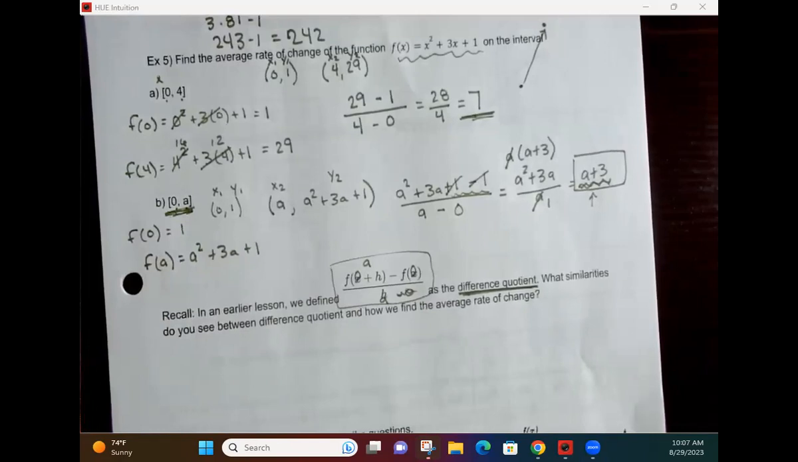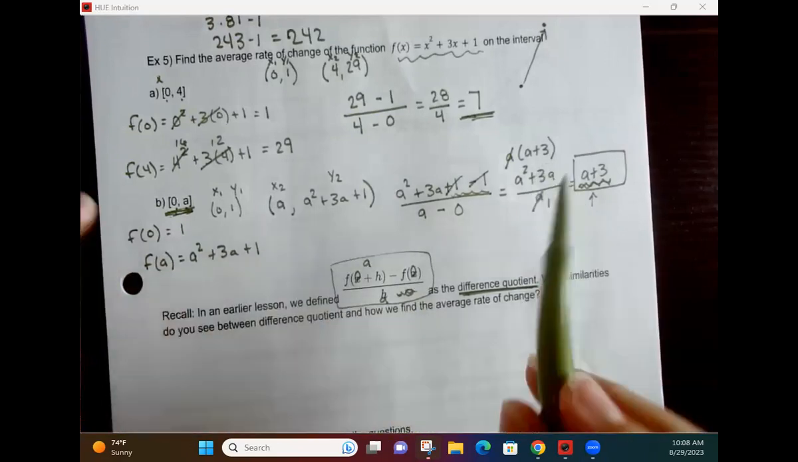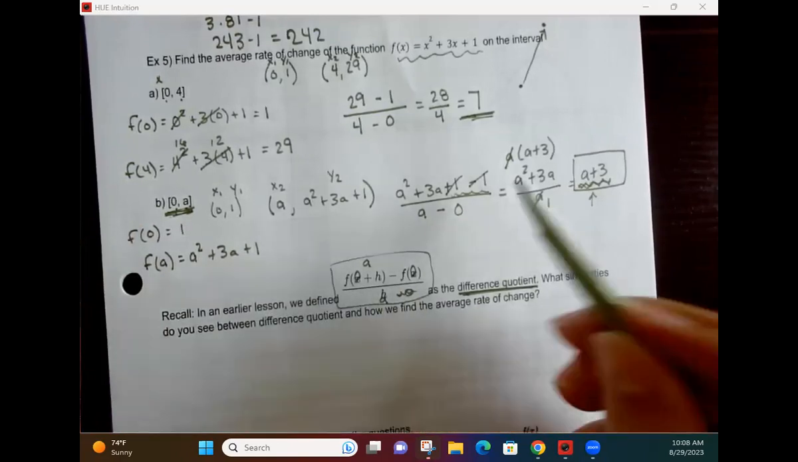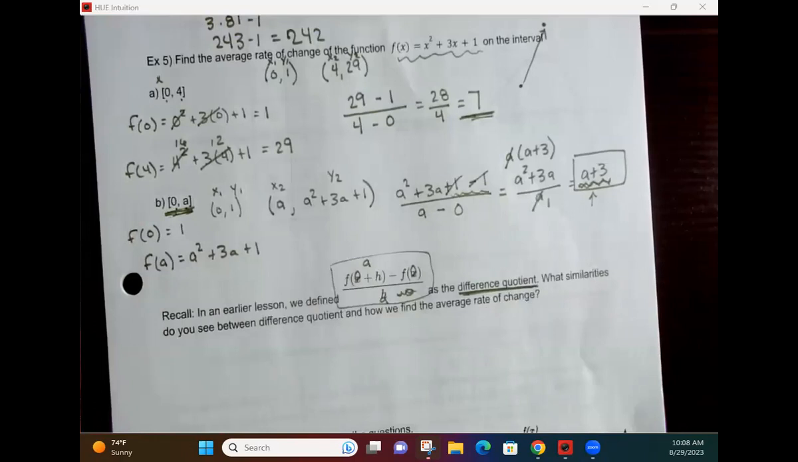Questions for me? I am not asking you to have in-depth knowledge of difference quotient at this point. We are just introducing, talking about it, using it the way that we've used our average rate of change here. We're just identifying, hey, this is kind of similar to what we did here, okay?